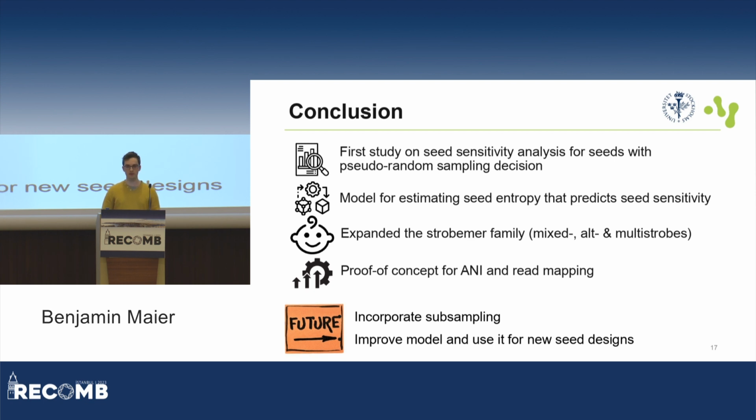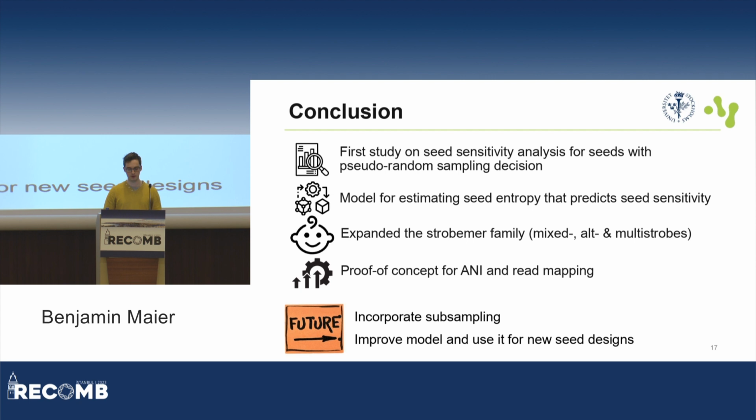So in conclusion, we present the first study on seed sensitivity analysis for seeds with a pseudo-random sampling decision, where we have a flexible window, but just pseudo-random, because we still have to make sure that we are selecting the same seeds for reference and query. We followed up by developing a model for estimating seed entropy, which is fast to compute and can predict seed sensitivity. This will be really useful for researchers in future to develop new seed constructs and test them in a quick and unbiased way.